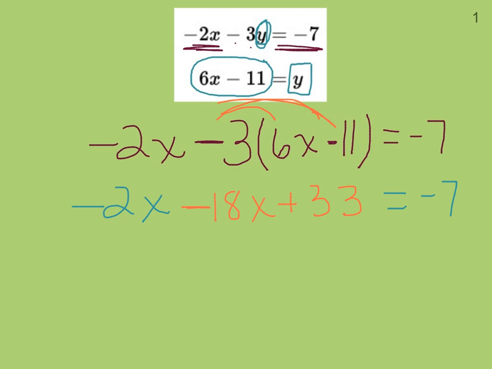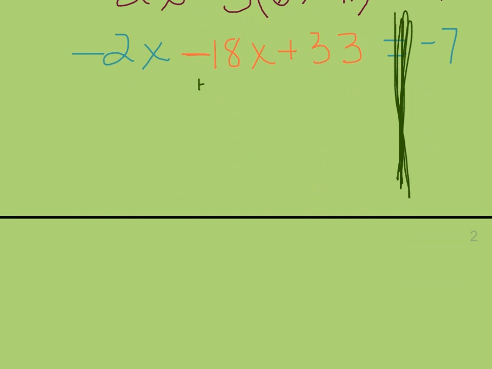Now we have to keep in mind that this equal sign is a wall. So everything that's on one side together can just be combined if they're like terms. You're not going to ever do something like add 18x to both sides, because when we say both sides, we mean both sides of this line, this equals side. So, alright, let's combine our like terms. We have negative 2x and negative 18x is negative 20x. And then we just still have that plus 33. And we still have equals negative 7.